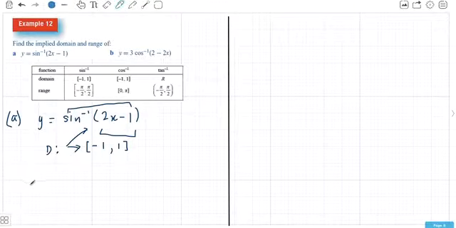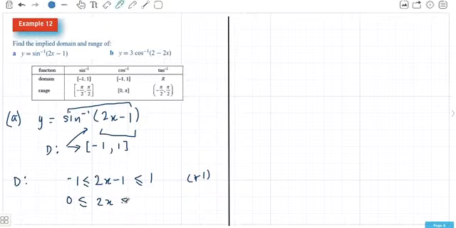Okay, so for us, what we're going to do first of all for our domain, we know that the angle 2x minus 1 has to be in between the maximal domain here, -1 and 1. What we can do is add 1 to each side. So we're going to end up with 0, 2x, and add 1 to this side as well, gives you 2. Divide both sides by 2. So we're going to have 0 is less than or equal to x, which is less than or equal to 1. So that means that our domain for this particular function is going to be between 0 and 1.